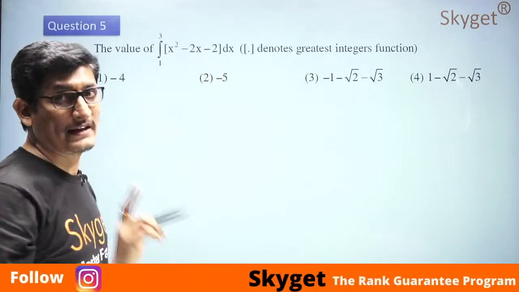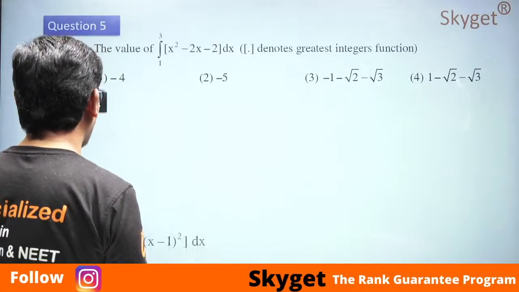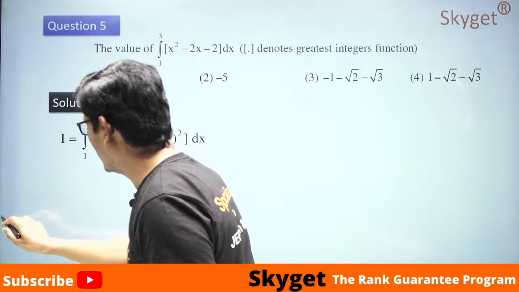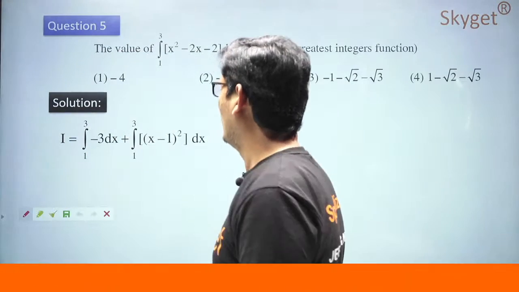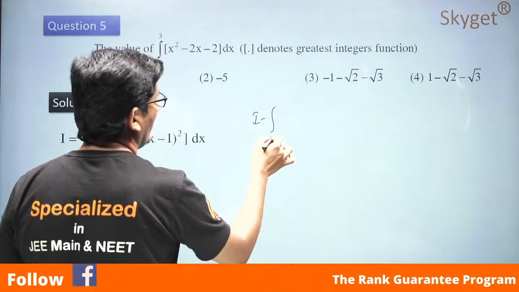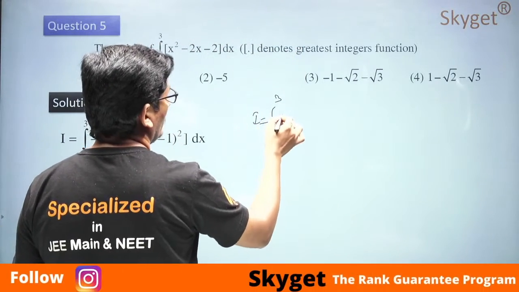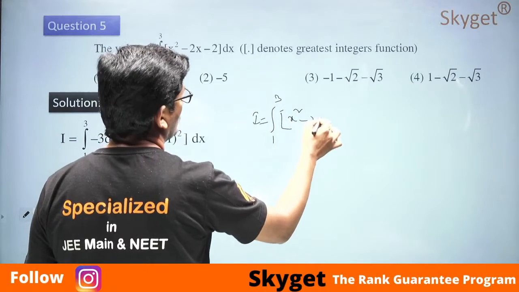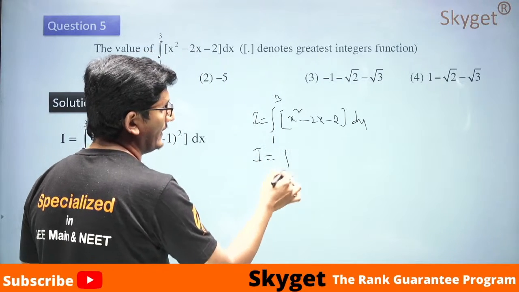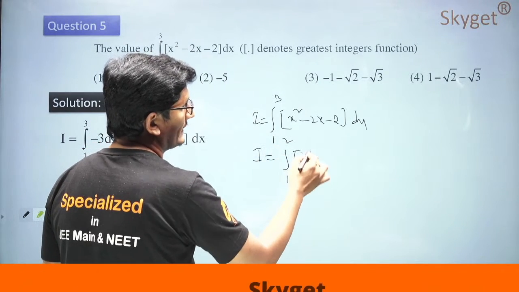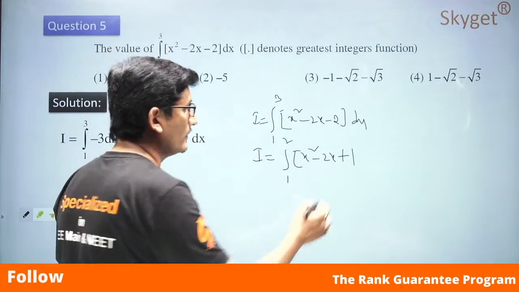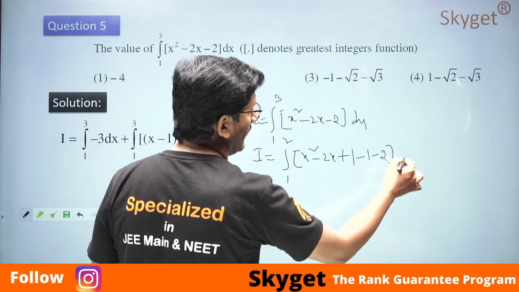So first of all we have to apply the greatest integer function formula. First of all, let this value be equal to I. So I is equal to integration from 1 to 3 of the step of x square minus 2x minus 2 dx. After that we can write I is equal to integration from 1 to 3 of x square minus 2x, add and subtract 1, plus 1 minus 2, dx.